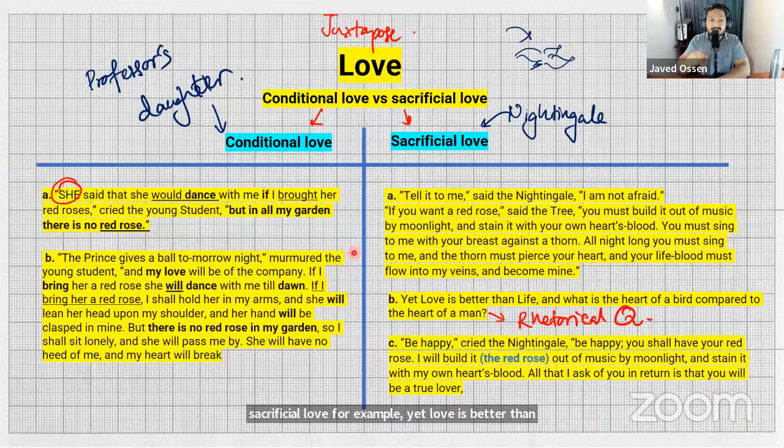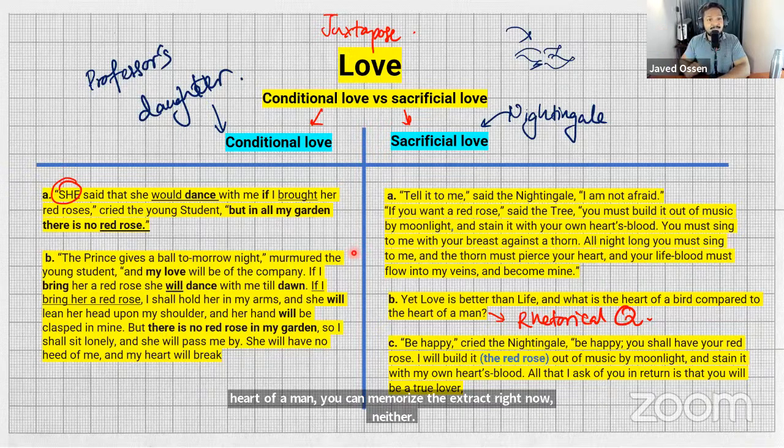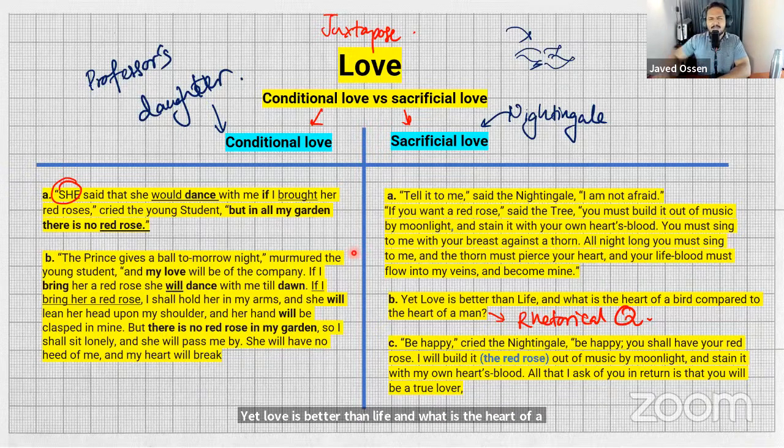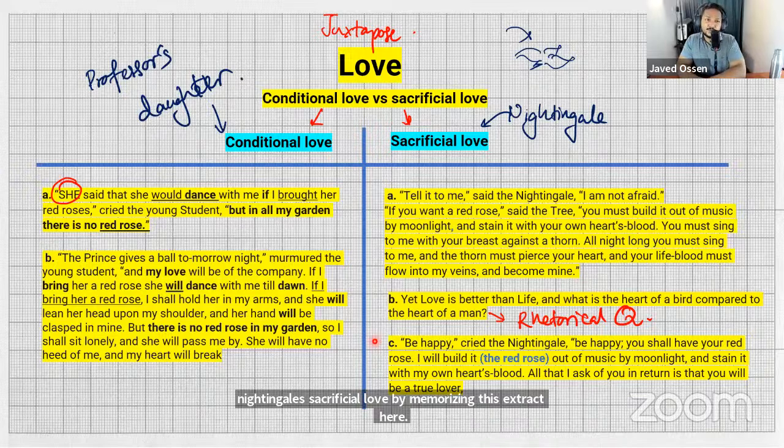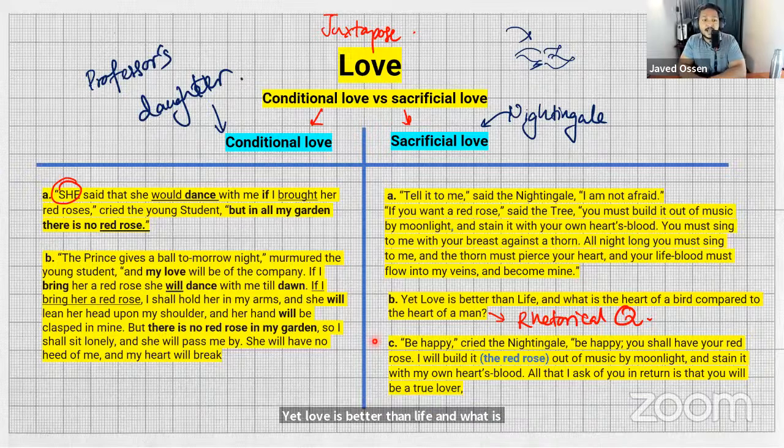You can memorize the extract right now. Yet love is better than life. And what is a heart of a bird compared to a heart of a man? You can memorize one extract at least, and that will help you a lot in the exam, okay? You can prove the Nightingale's sacrificial love by memorizing this extract here. Yet love is better than life. And what is a heart of a bird compared to a heart of a man?